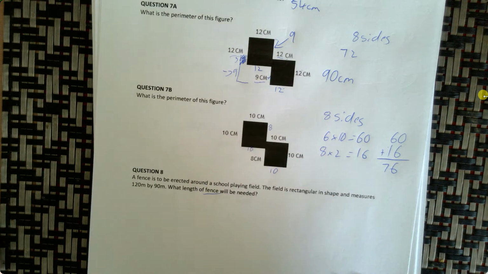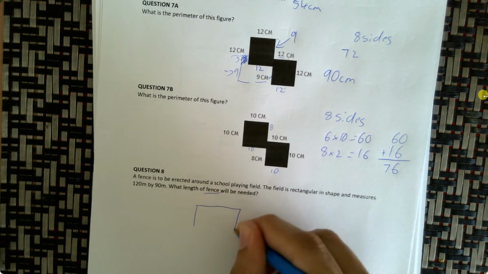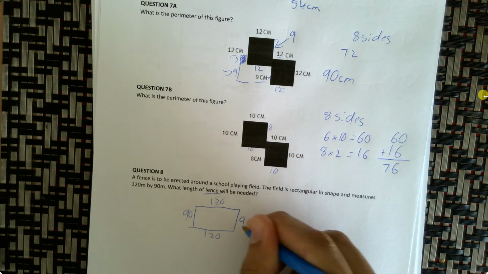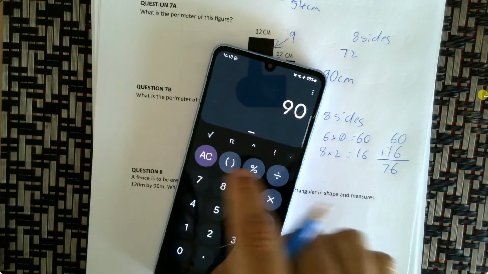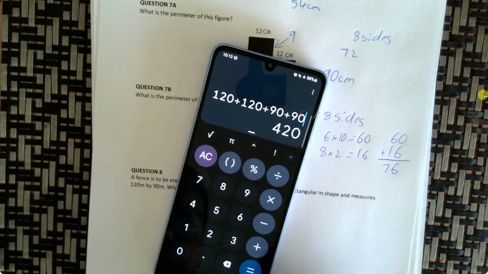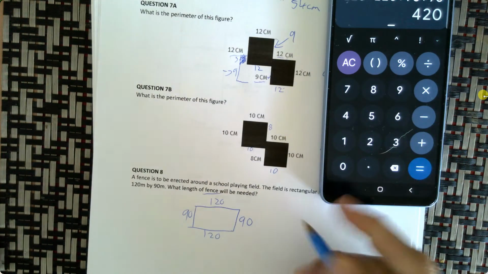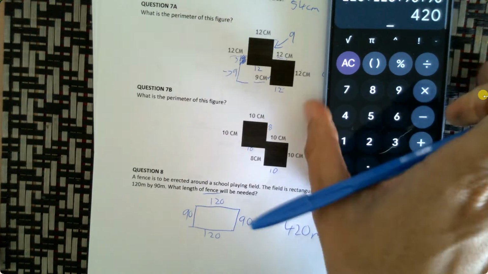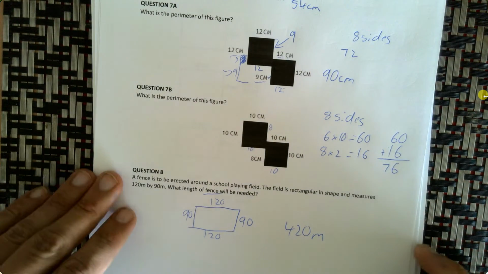Length of fence, perimeter. So very roughly 120, 120, 90, 90. You just add all those up. 120 plus 120 plus 90 plus 90. 420. 420 meters of perimeter. That's how much fence I'll need.